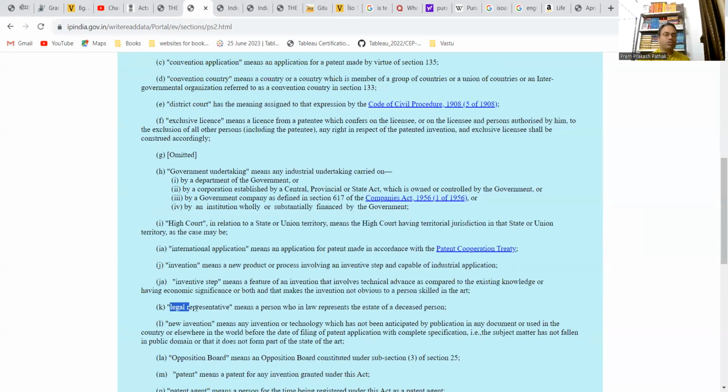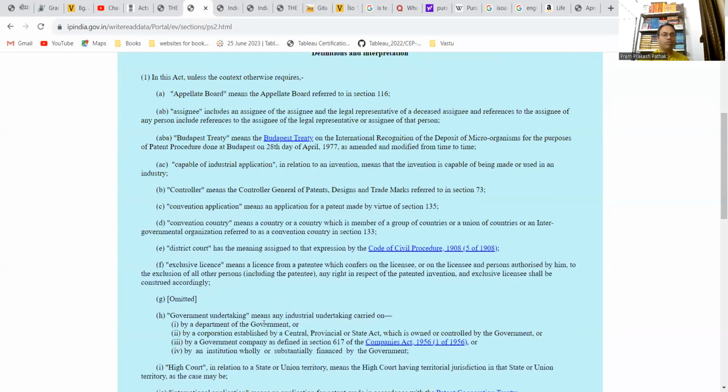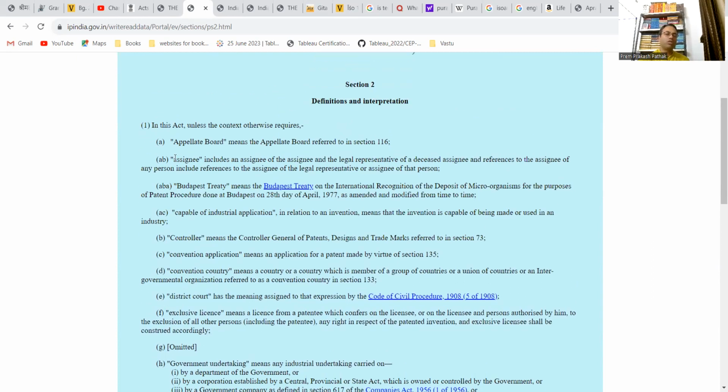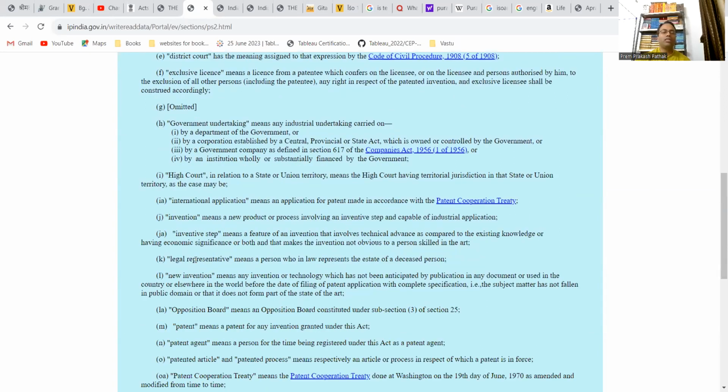Legal representative. Okay. If you remember, we read about this legal representative in the case of assignees. Subsection 1, assignee: it says the assignee of the assignees and the legal representative of the deceased assignee. So this word legal representative requires explanation. Legal representative is defined in clause (k): it means a person who in law represents the estate of a deceased person. A person who in law represents the deceased is called a legal representative.